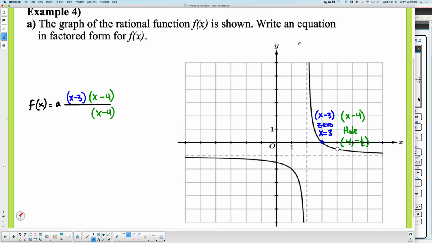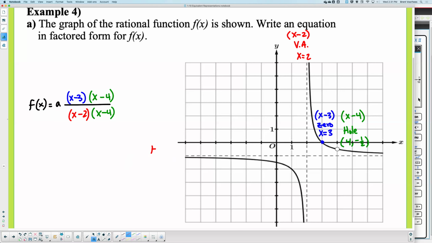And here, a vertical asymptote. The vertical asymptote is located when x equals what value? 2. What's the factor that generates that? X minus 2. And where would that be located? Denominator. This would be x minus 2. Now there's one more key feature on this graph.